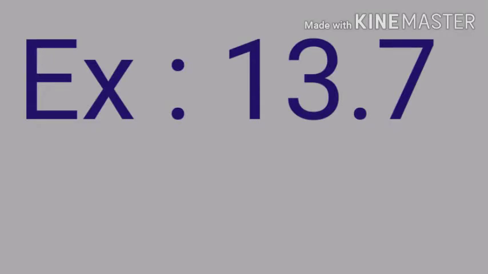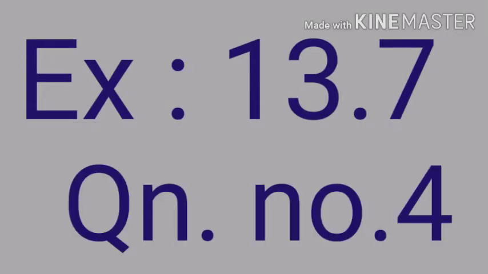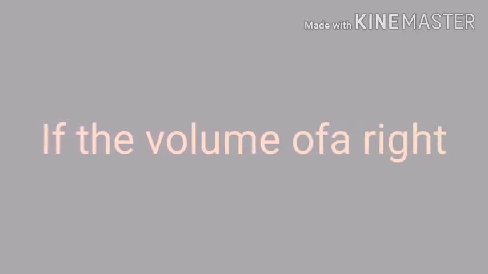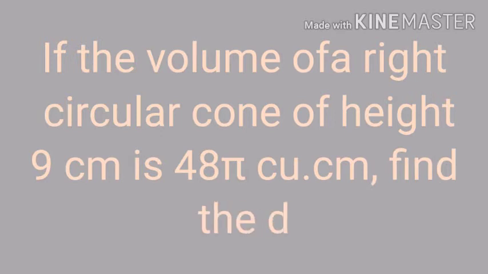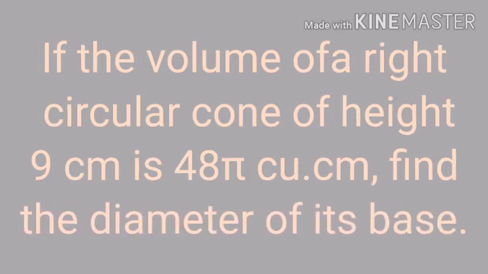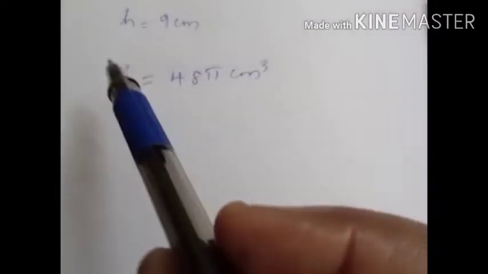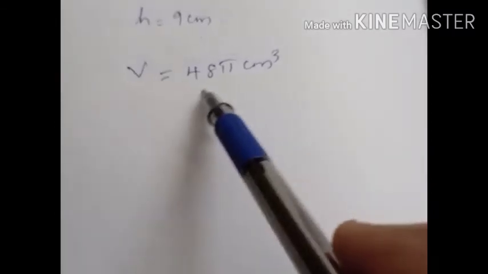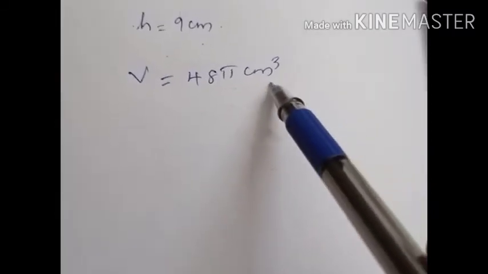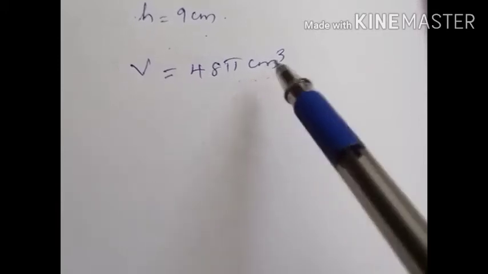Exercise 13.7, question number 4. If the volume of a right circular cone of height 9 cm is 48 pi centimeter cube, find the diameter of its base. Here we have to find the diameter of its base. According to the question, it is given that height h equals 9 centimeter and volume V equals 48 pi centimeter cube. And here we have to find the diameter.